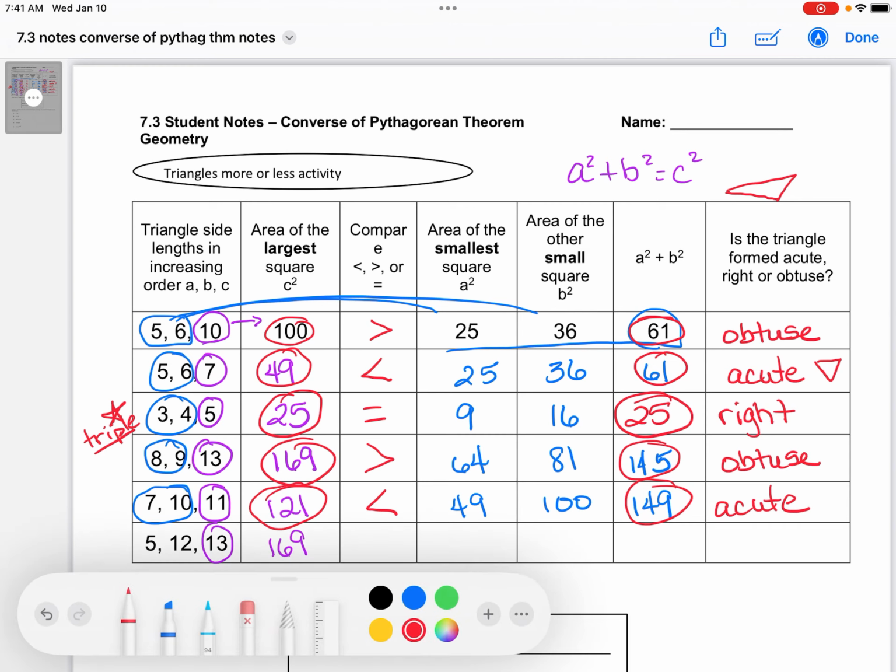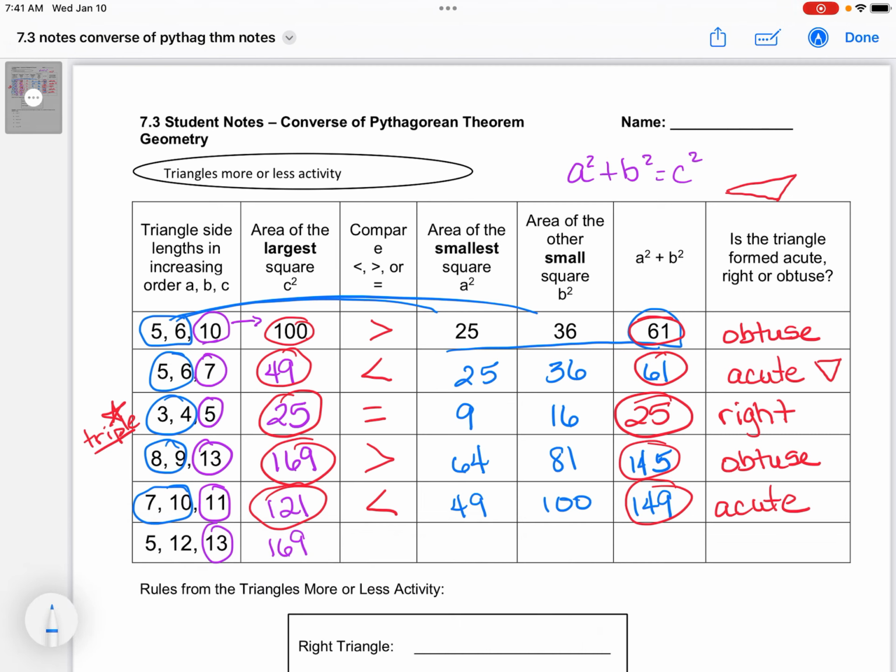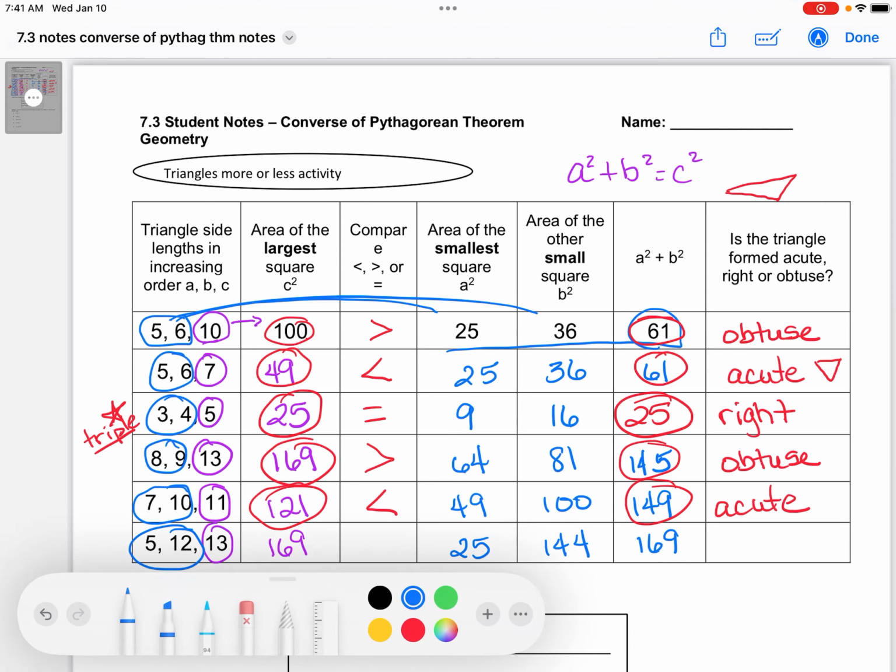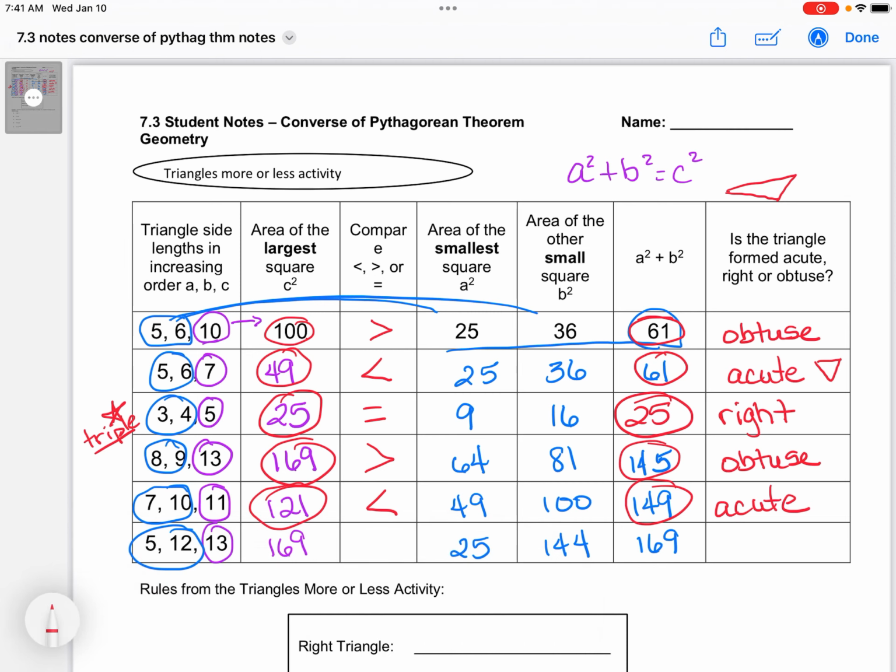And I wonder if the last one's going to be a triple. Let's find out. 5 squared is 25. 12 squared is 144. That equals 169, which means that these two are equal, which means it's a right triangle.